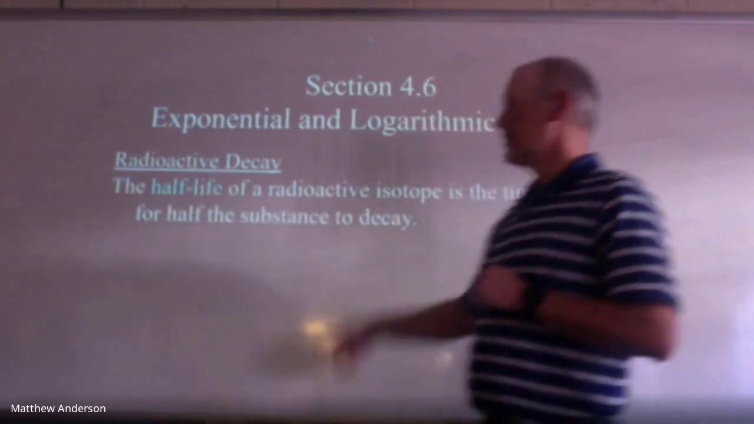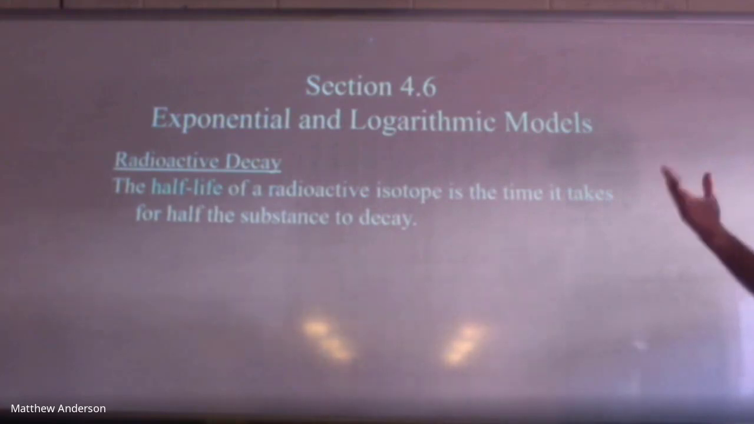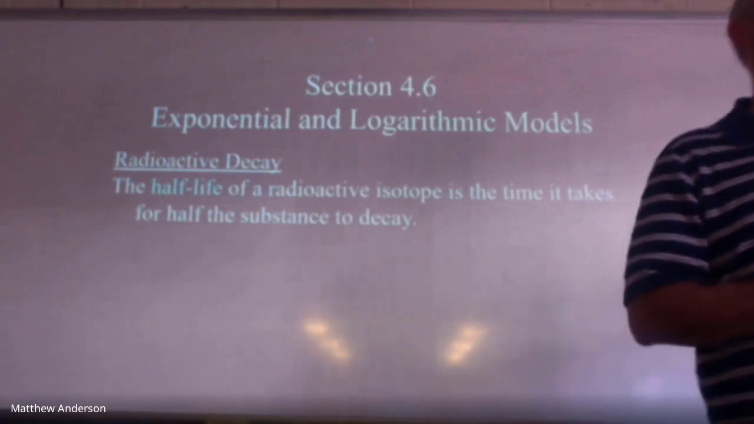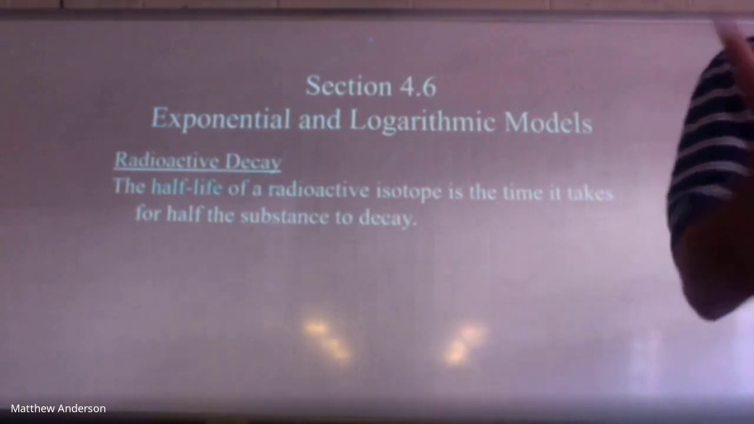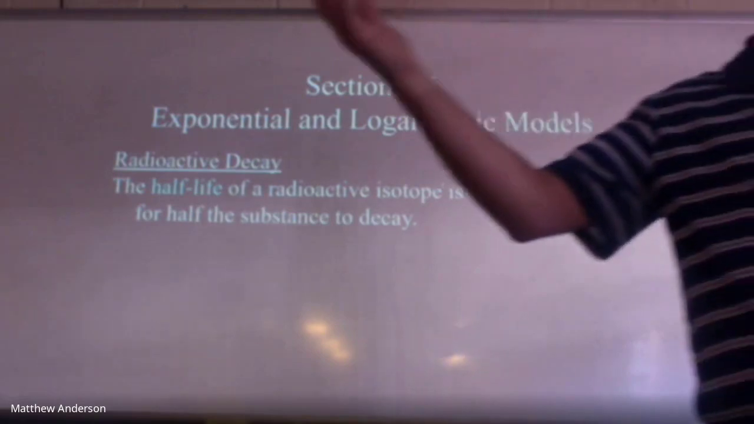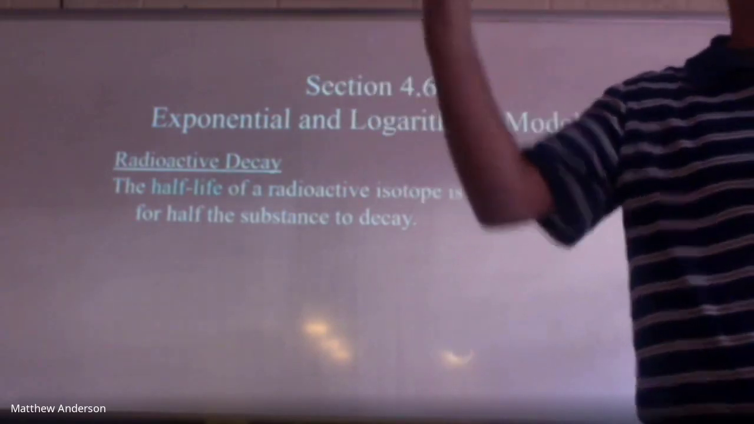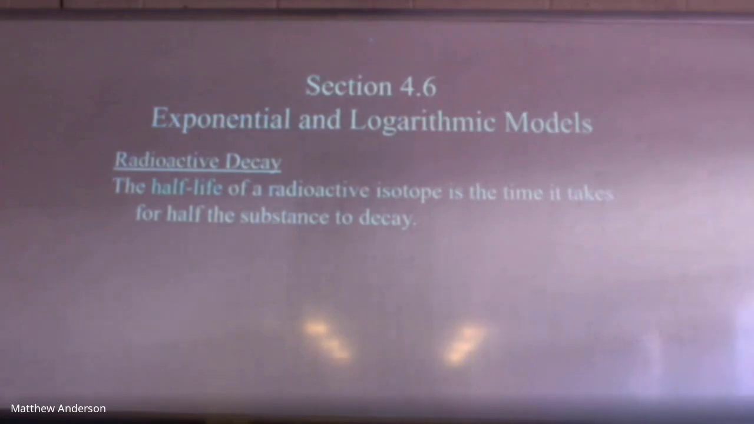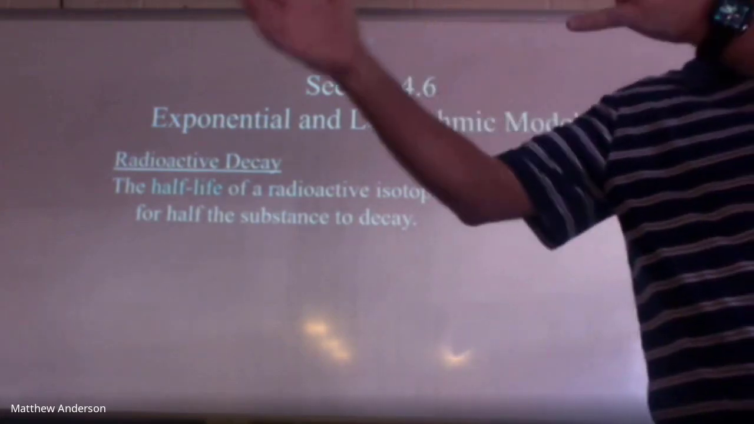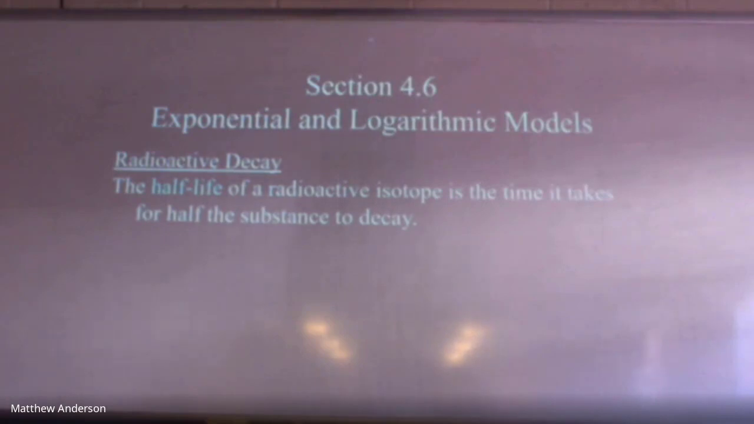A half-life. So the half-life of a radioactive substance, radioactive isotope, is the time it takes for half of the substance to decay. So let's say that a substance has a half-life of 5 days. Let's say we start out with 10 milligrams of that substance. After 5 days, there's only going to be 5 milligrams left because half of it went away. After another 5 days, there will be 2.5 milligrams left because it keeps breaking in half every 5 days. So after another 5 days, 1.25 milligrams will be left.